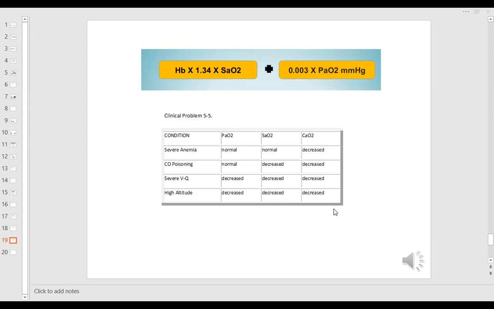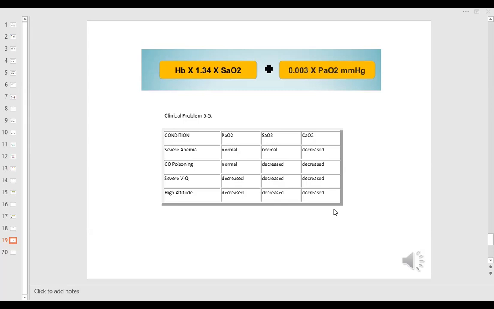With any problem with the VQ imbalance, of course, you're going to have low partial pressure of oxygen. So whether you have a problem with pulmonary ventilation or perfusion, which is done during external respiration. Remember, external respiration is the same as alveolar respiration. And then you have perfusion to the tissue, which is tissue respiration, also known as internal respiration. So all those values are going to be low with a high or low, but especially low, VQ imbalance.